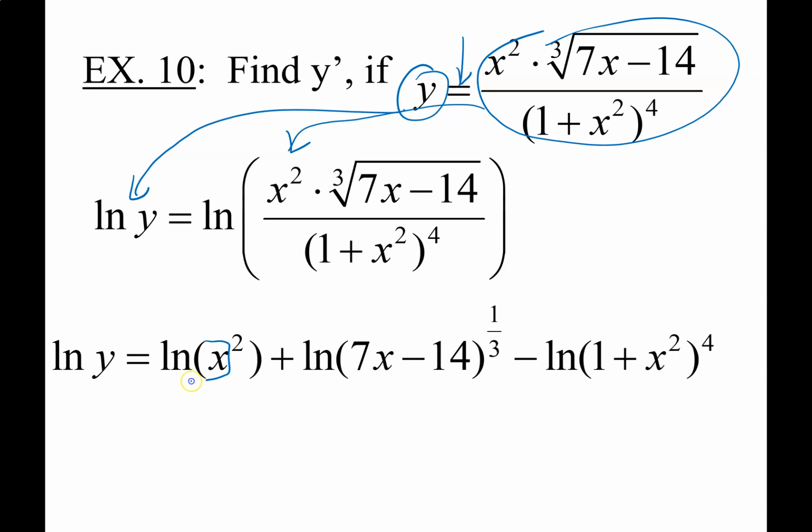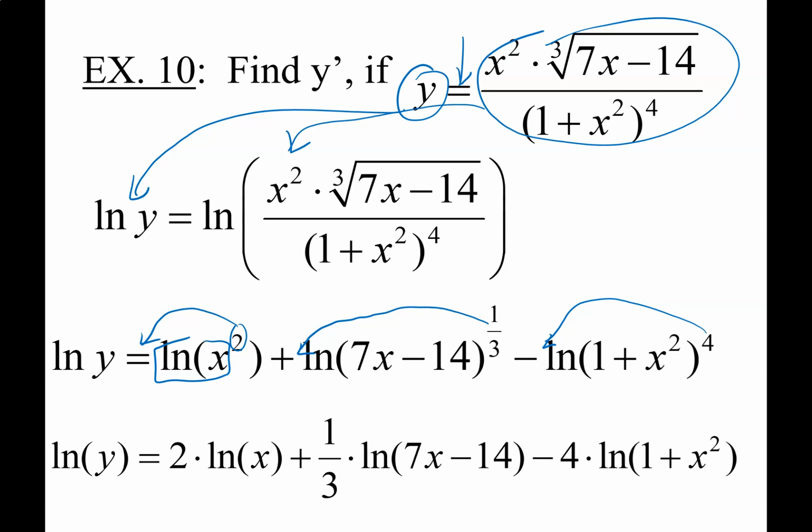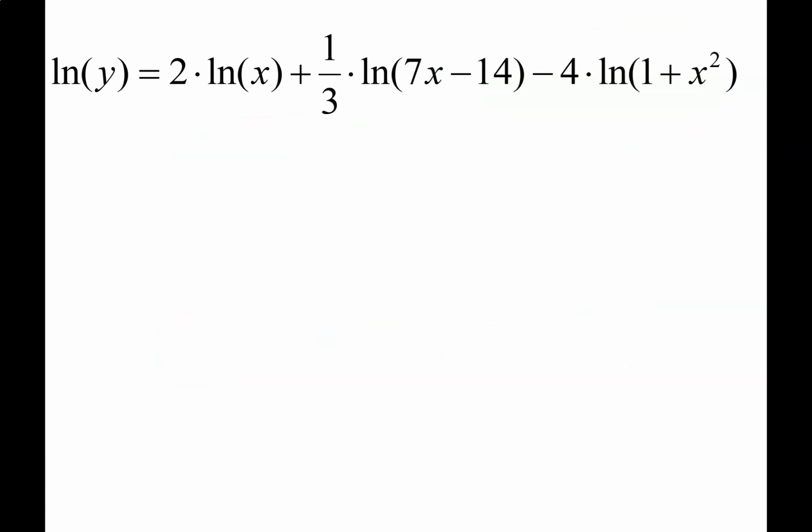Now again, power raised to a power. I'm going to pull all these powers to the front. And once we do that, then we can go ahead and take a look at these derivatives. So ln of y equals 2 ln x plus 1/3 ln of 7x minus 14 minus 4 ln 1 plus x squared quantity. So now we derive.